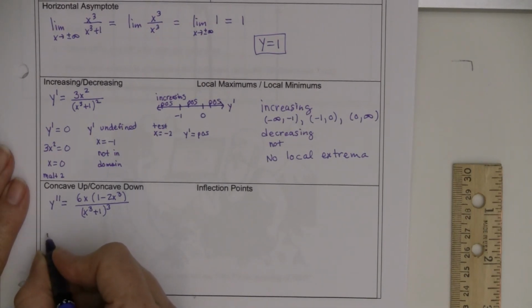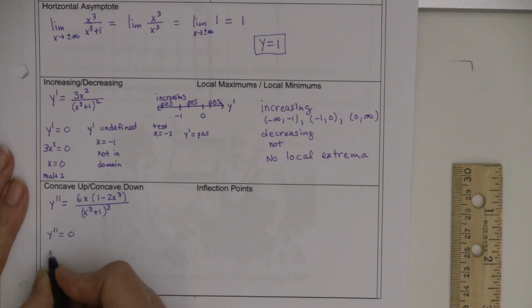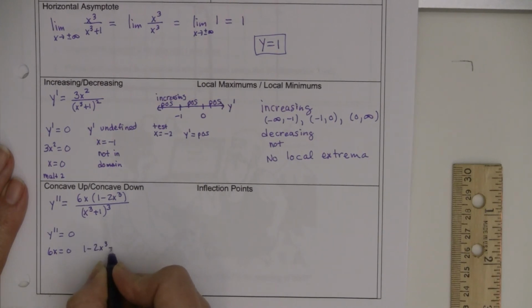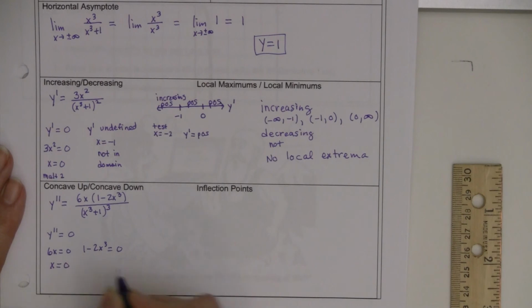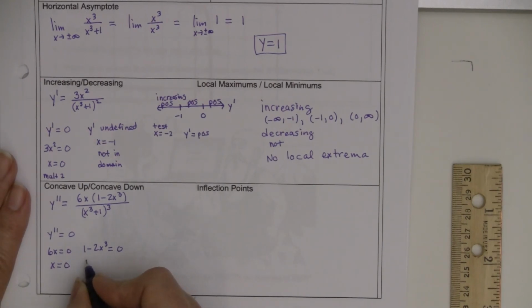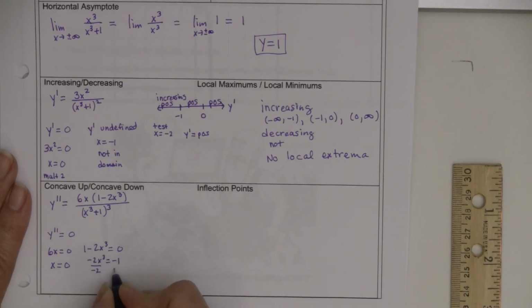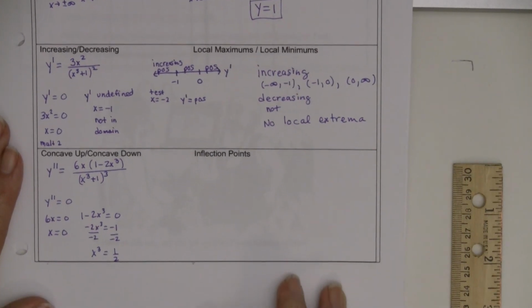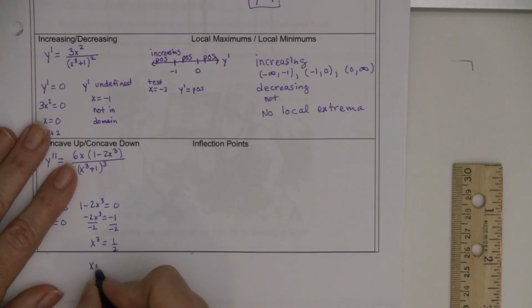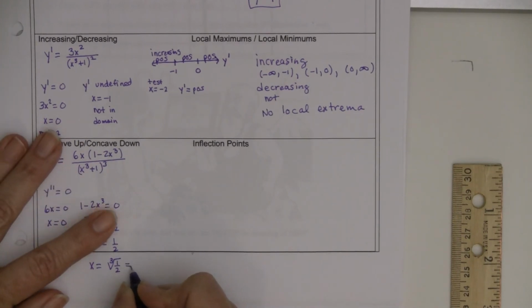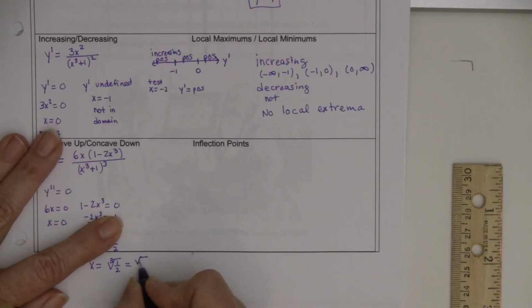And so we're looking where the second derivative is equal to 0. So that's at 6x equals 0, and 1 minus 2x to the third equals 0. This gives us x equals 0. And then when I solve that, negative 2x to the third equals negative 1, so x to the third equals a half, and that's going to be x equals the cube root of a half, which is the same as 1 over the cube root of 2.